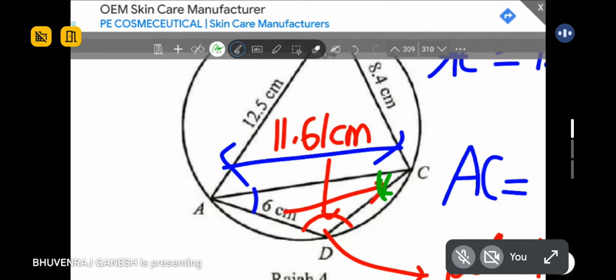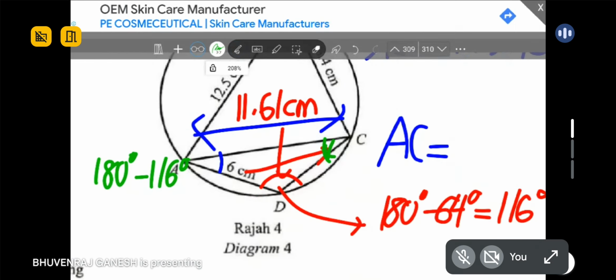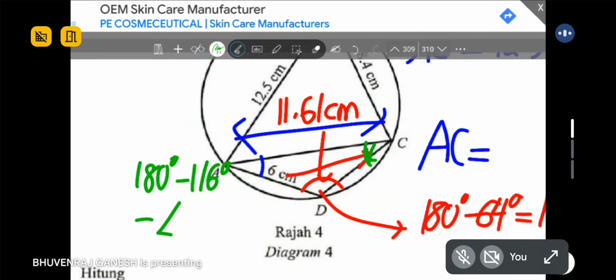Find the green color angle. Can you see? Opposite side and angle. So you find the green color angle. Then you just take 180 minus 116 minus angle DCA. Then kamu akan dapat yang biru. Faham? Do you see the concept?